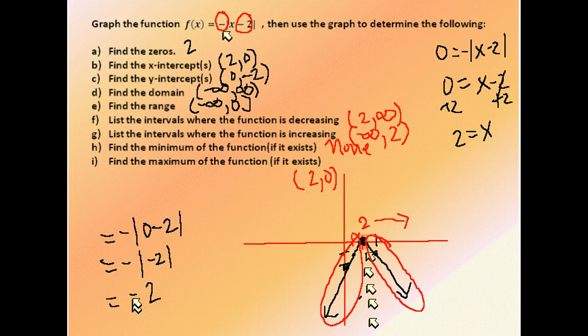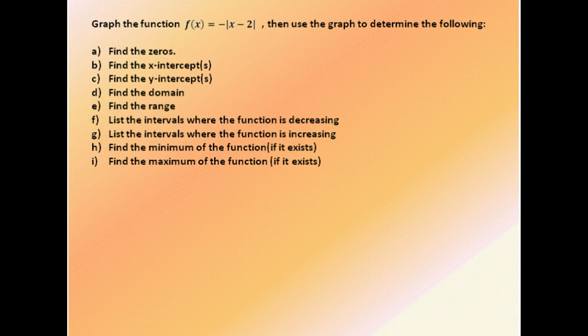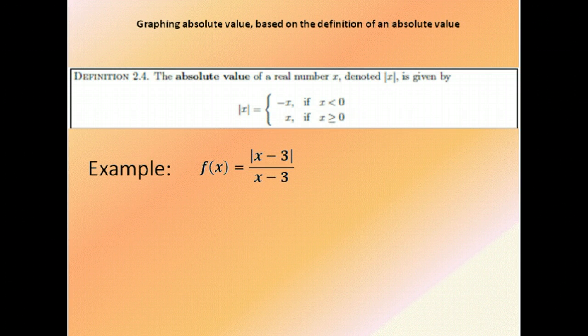Okay, so those are using transformations, finding the different parts of the graph. Now they may give you some weird functions like this example here. And their suggestion is that you use the definition of the absolute value to decide what the graph might look like. Now, I've been through that with students before, and I've found that it tends to confuse them.